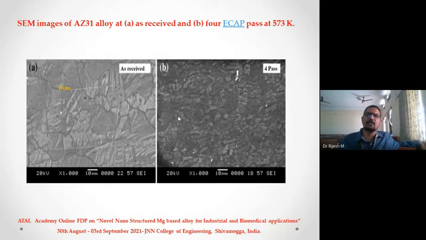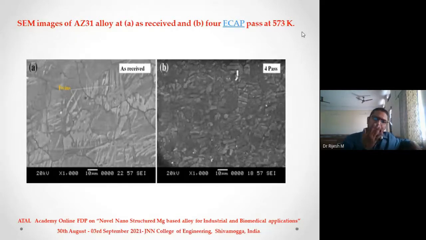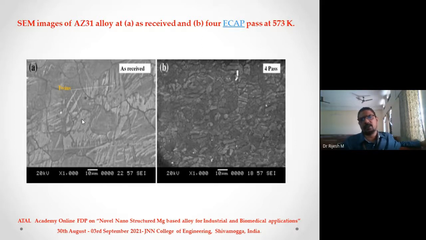This is a 4-pass ECAP done at 573 Kelvin, because at room temperature it is so difficult to work on magnesium. If it was aluminum, I would have done it at room temperature, but in magnesium, no, my slip planes are not active. If you look at this diagram on the left-hand side, you can see a lot of parallel lines out here. These parallel lines are nothing but twins. Twinning is another mechanical working, plastic deformation process. When your slip planes are not activated, twinning becomes the dominant mechanism.